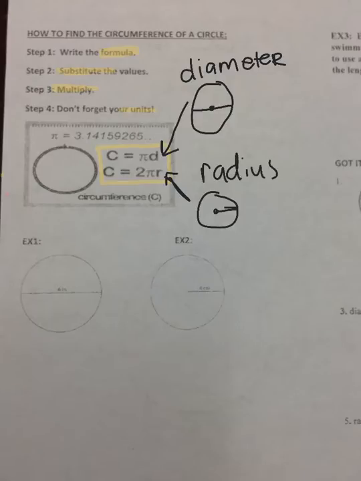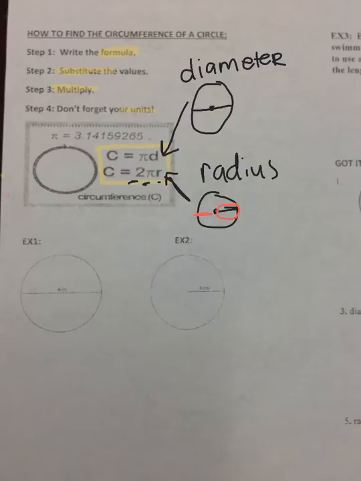If you notice, the second formula is 2 times pi times the radius. If we were to double the radius, it would just be the distance across. So the second one is actually just doubling the radius and multiplying it by pi. So let's get into some problems.